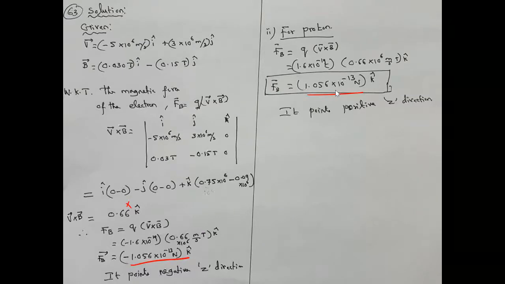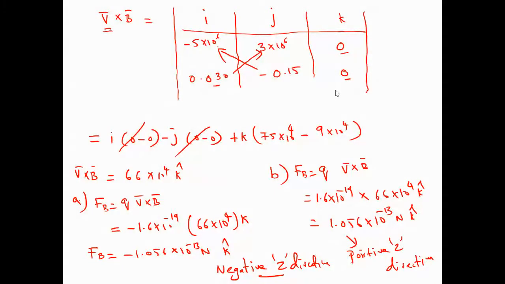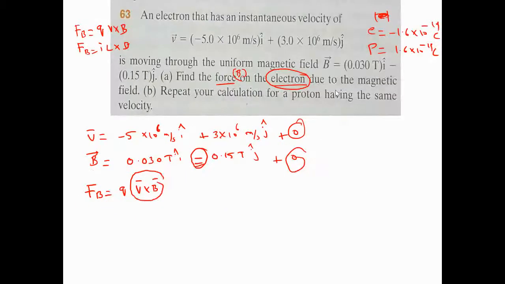For the proton, we just put the plus. The proton value is positive 1.6 multiplied by 10 to the power of minus 19. The electron is minus. In this question they did not give any other, I think they only need the magnetic force for the electron. They need the magnetic field for the proton. That's it.